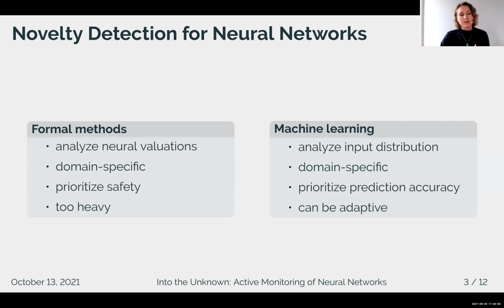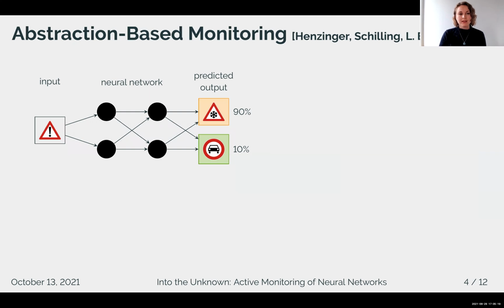And of course, in machine learning, there are already approaches that can also adapt to novel behavior when it's detected. In formal methods, however, such approaches are still lacking. Why? Because formal methods do not really scale well for adapting the neural network at runtime. In previous work, we developed an approach that addresses novelty detection for a neural network using very simple abstractions. These abstractions are based on interval representation of neural valuations.